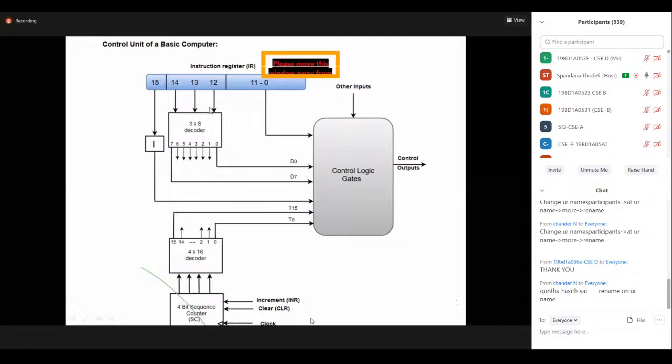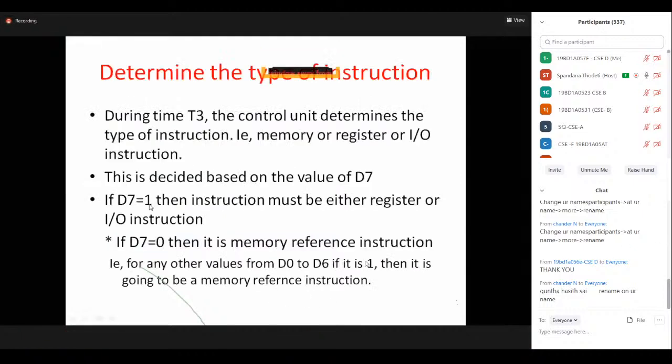So when you provide these three inputs to the 3/8 decoder, it gives you values from D0 to D7, right? So what type of instruction this IR is holding is always decided by the value of D7. Using this value, you can decide. If D7 is equal to 1, it can be either a register reference instruction or an IO instruction. How to identify register or IO, that also I'll explain. In all other cases, that means if D7 is not equal to 1, for all the values of D0 to D6, then it represents a memory reference instruction.